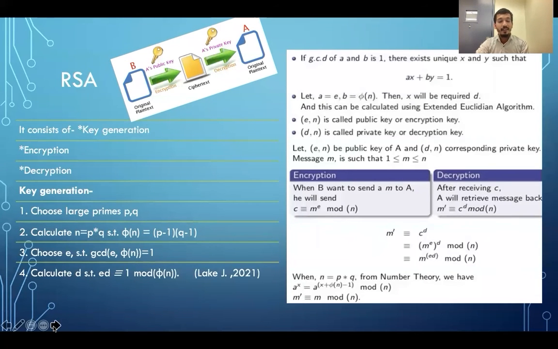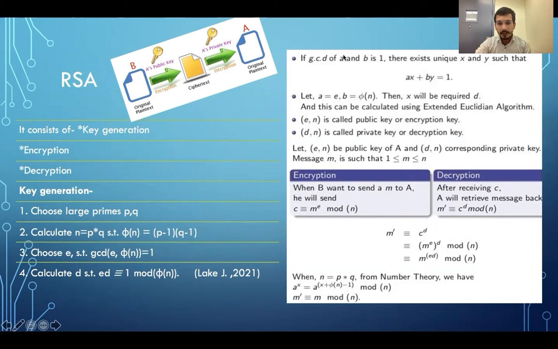RSA is important. It consists of key generation, encryption, and decryption. For key generation, we need to choose large prime numbers, then we have to apply the integer factorization problem. Then we need to choose E such that the GCD is 1. Then we need to calculate D such that ED is congruent to 1 mod phi(n).